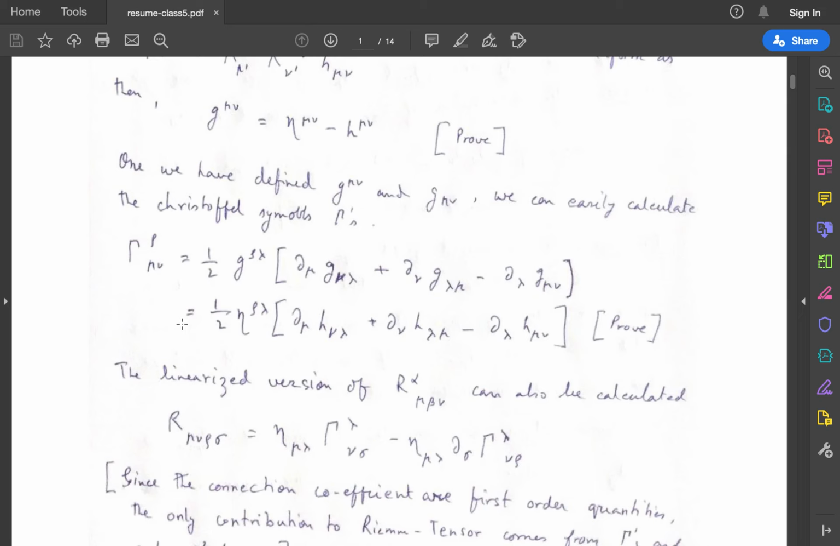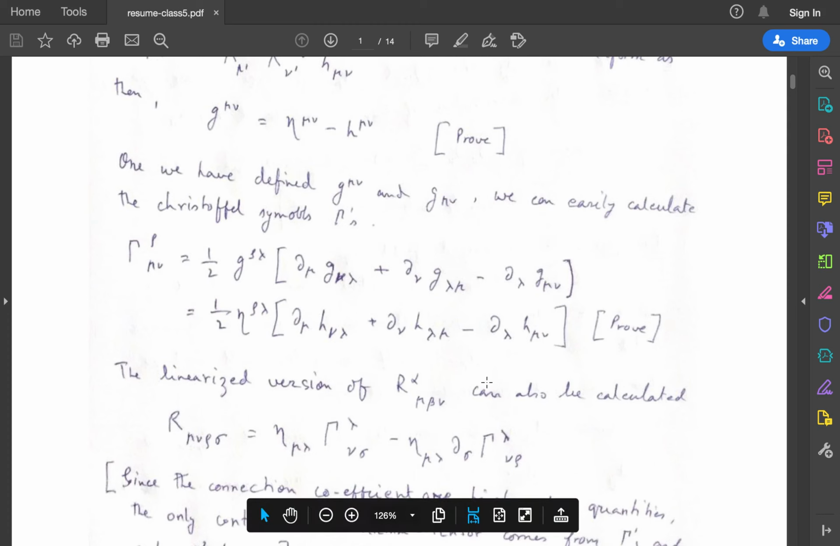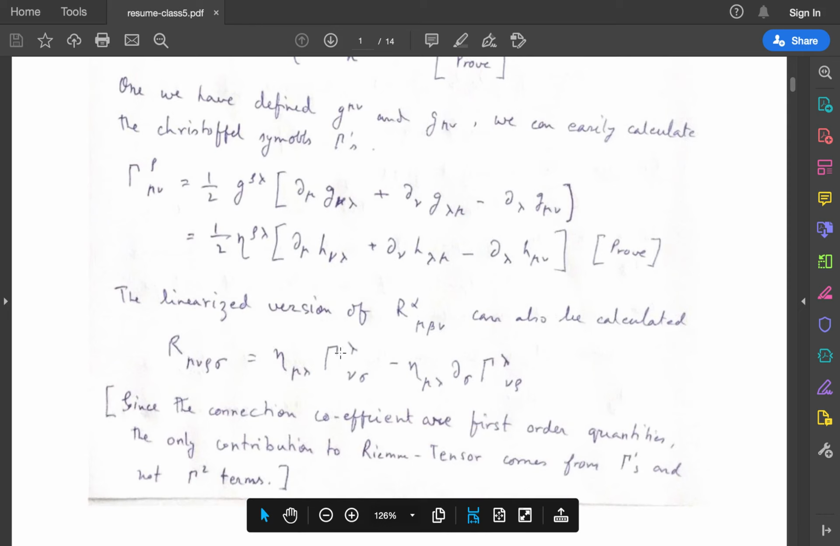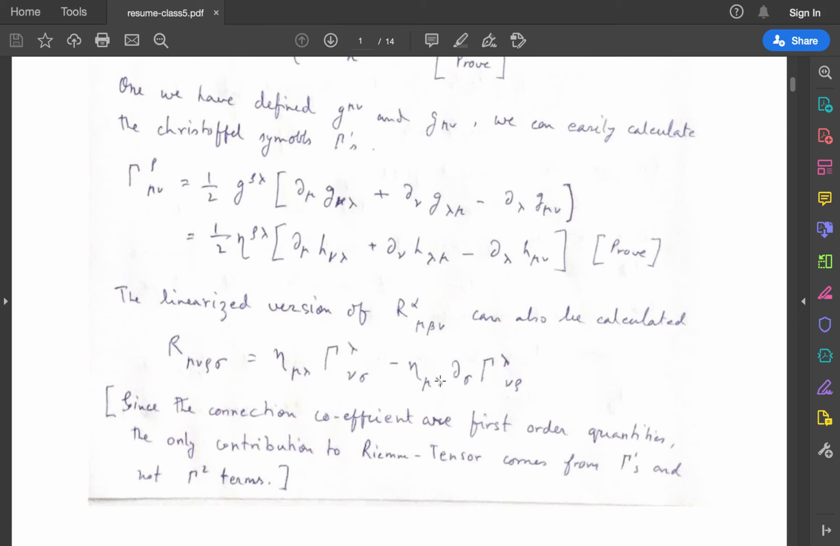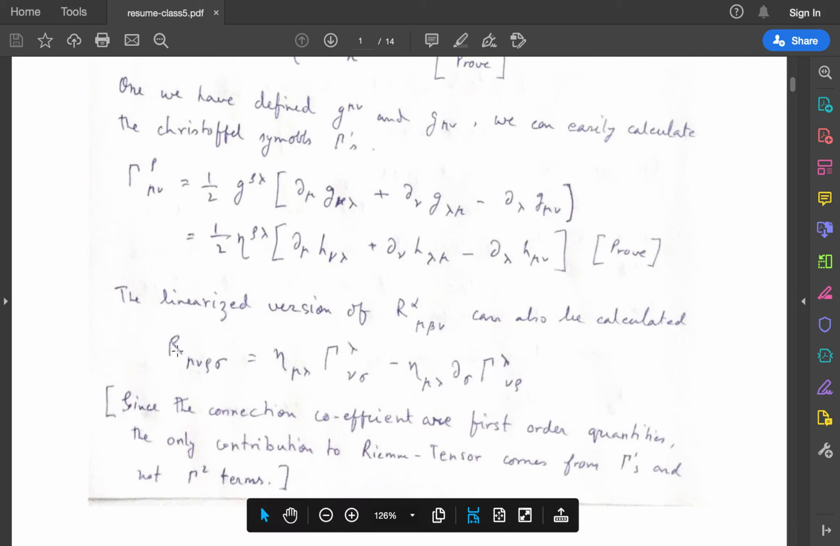Now the linearized version of the Riemann tensor can also be calculated, and you can easily show that all the other terms will go away, and it will reduce to nothing but eta mu lambda del rho of gamma lambda nu sigma minus eta mu lambda del sigma of gamma lambda nu rho. This you can easily show. This is also very straightforward.